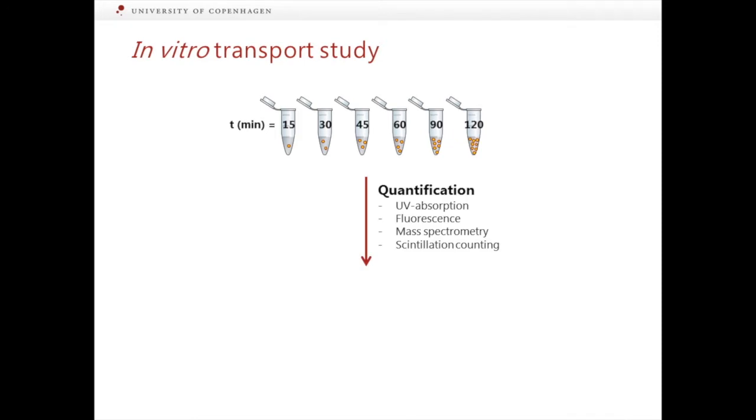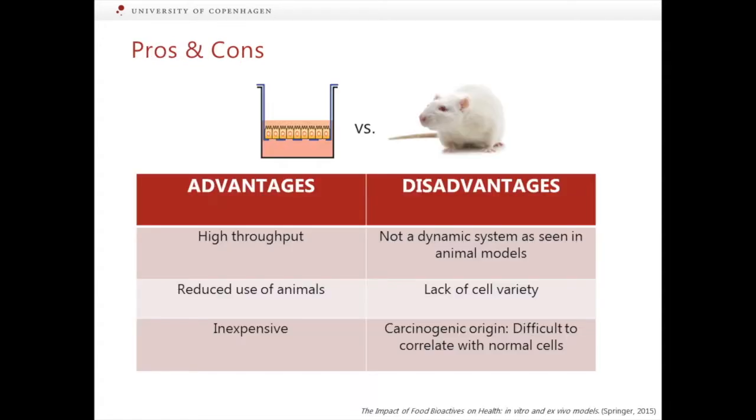Depending on both the properties of the compound and the sample concentrations, different quantification methods can be applied. The flux is then determined as the slope of the linear part of the graph when plotting the cumulated transport over time. For more information regarding the concepts of flux and calculation of permeability, please follow the link in the video description below.